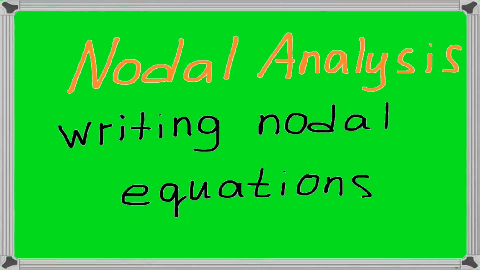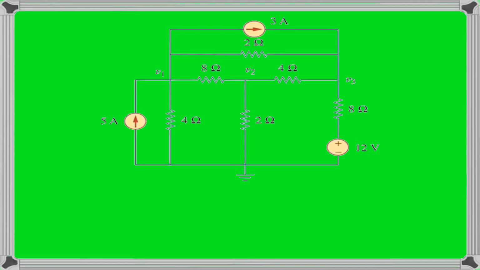So let's talk again about nodal analysis and how to write nodal equations. Now we'll be writing nodal equations for this circuit with three nodes, V1, V2 and V3. Looking at the diagram, it looks a bit scary, a bit complicated, but it's actually not that bad once you understand the idea of nodal analysis, followed by the main steps in writing nodal equations.